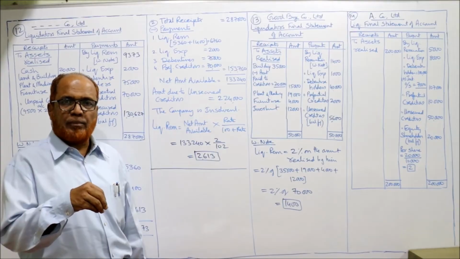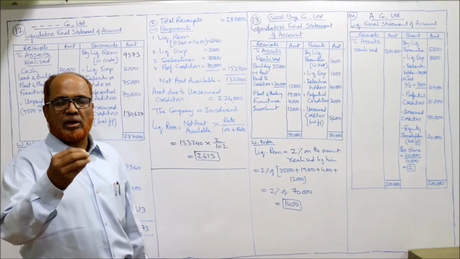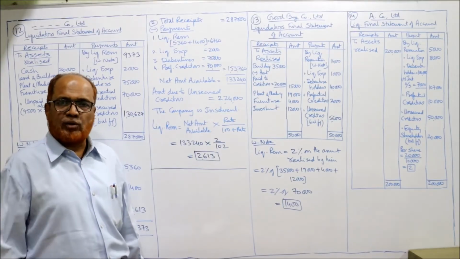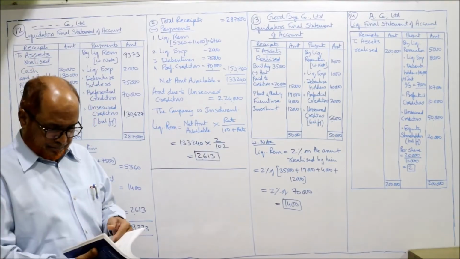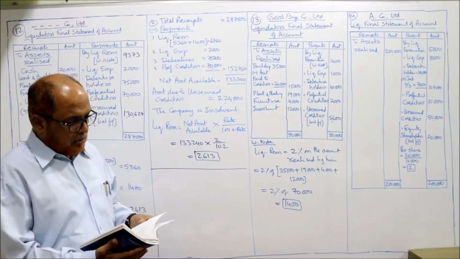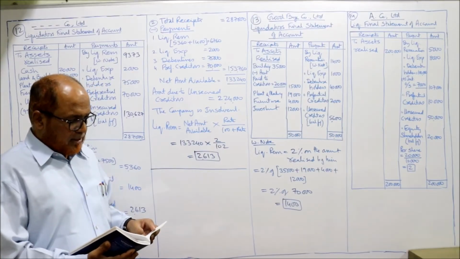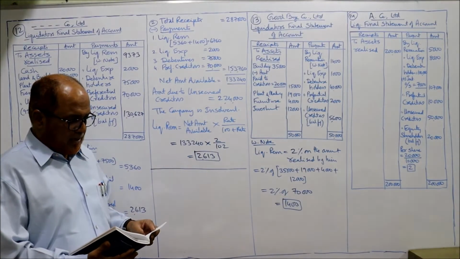It was given in the problem. 2% was paid on amount realized, 2% on amount paid to unsecured creditor. But in this problem, only on amount realized. 2%. Now, share capital 1 lakh, 10,000 equity shares of rupees 10 each, 1 lakh.